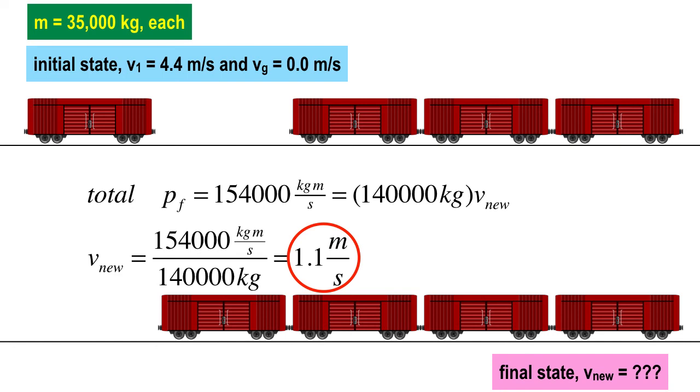Four boxcars, they're all hooked together, they're moving as one, 35,000 kilograms each. And that's just the definition of momentum. Anytime you have an object, its momentum is whatever its mass is, so four of these identical boxcars locked together, 140,000 kilograms, times whatever its speed is. And that's what we were trying to figure out, its speed. All right. Another question. Yes.